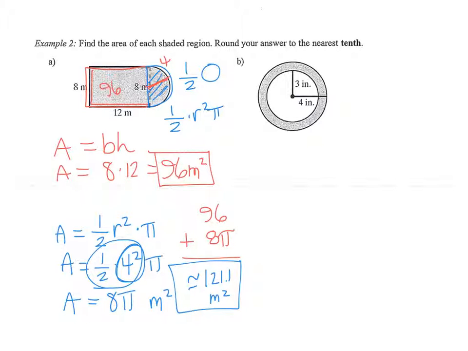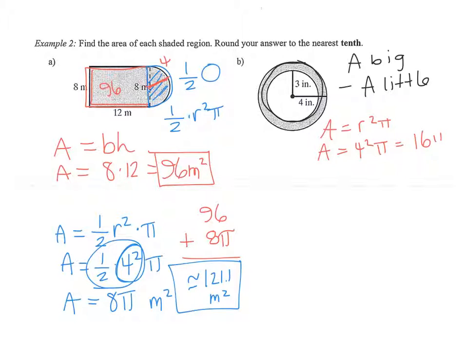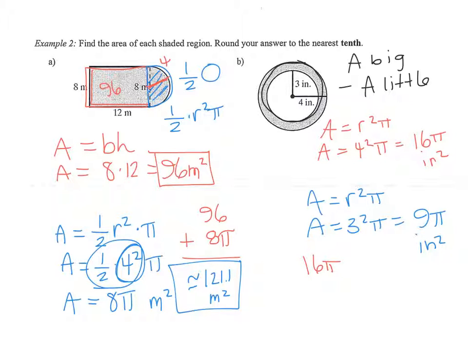And then letter B, round your answer to the nearest tenth. This shaded region is, so pretend that you're mowing lawn. It's the area of the big circle minus the area of the little circle. So the area of the big circle is r squared pi. So that's 4 squared pi, which is 16 pi inches squared. And then my little one is area equals r squared pi. So that is 3 squared pi, which is 9 pi inches squared. So now I'm going to subtract them. I'm going to do 16 pi minus 9 pi is 7 pi. So I'm going to put 7 pi in my calculator. And it's 21.99, so that's 22 inches squared.